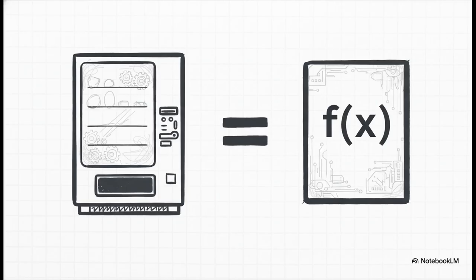Okay, so here it is. At its very core, a function in your code is just like a vending machine. Think about it. It's this self-contained box. You don't need to know about all the gears and wires and cooling systems on the inside. All you need to know is what it does. It's designed to do one specific, reliable job.